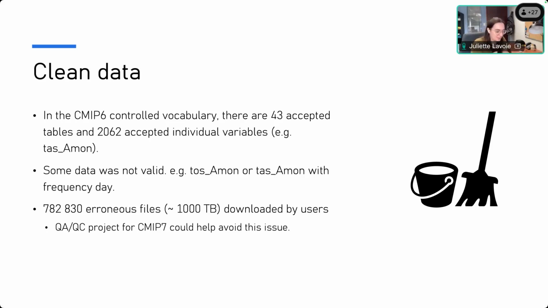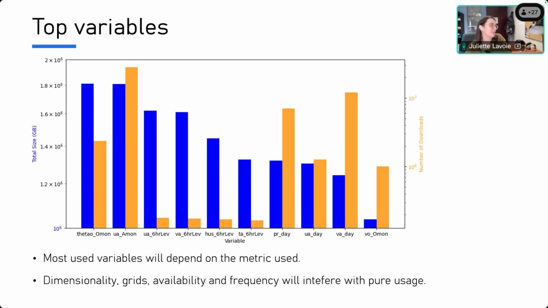Hopefully the users were able to figure it out. Ideally, in CMIP7, these types of issues will be squashed. There's a QA/QC project that could verify these easy things before the data are uploaded so that nobody downloads wrong data. One thing that we can look at is the top variables, the most used variables.